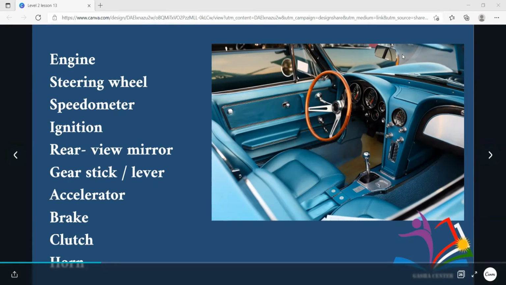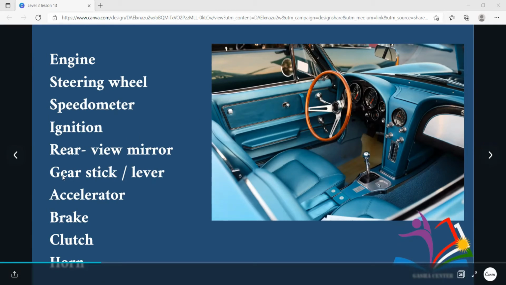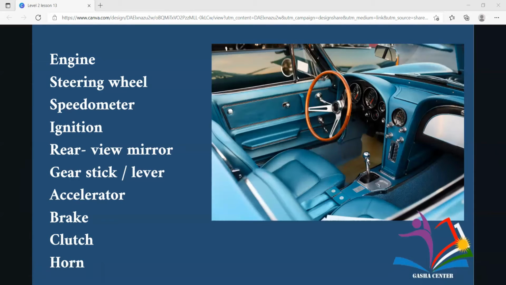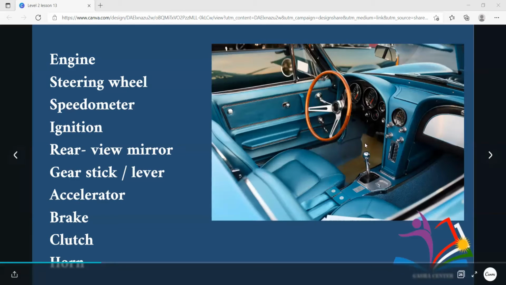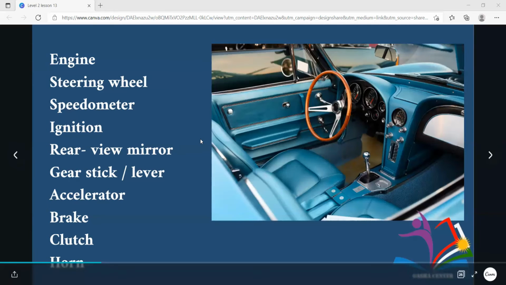This is the view mirror, the mirror in front. You can see the back. And gear stick, you know what's a gear stick? You know all of them. Look at the picture. This is the gear, and stick means the thing that you can touch and move. Gear stick or lever. I moved the icon so that you can know which one this is. And accelerator is when you put your foot on it and make the car move faster. In Kurdish we have pay benzin.